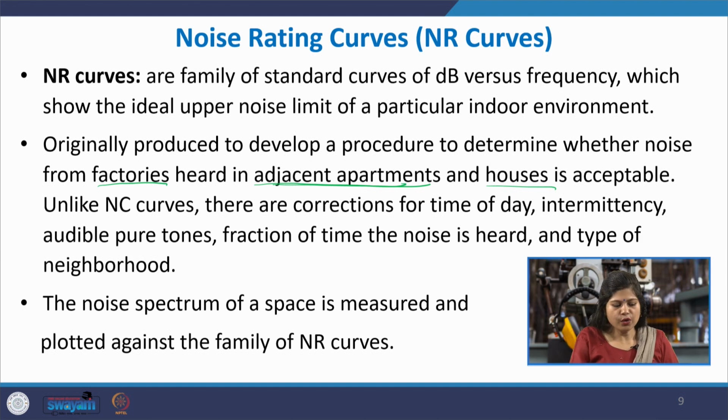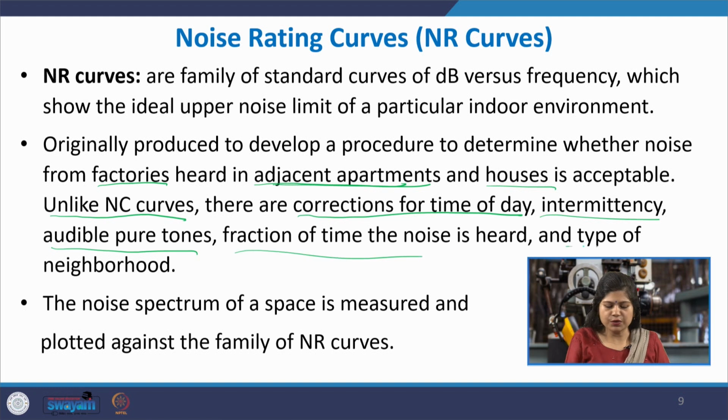Okay. So, what is the difference between the NR and the NC curve? In the NR curve there are also corrections for what time of day the measurement is taken, because the NC curve just assumes that at night and at day you have the same recommended noise level pattern. But here they apply corrections with respect to the time of day, the intermittency, as in the duration of the noise, whether it is a pure tone, and all those things. So, various other factors are taken into account to devise a new set of curves.